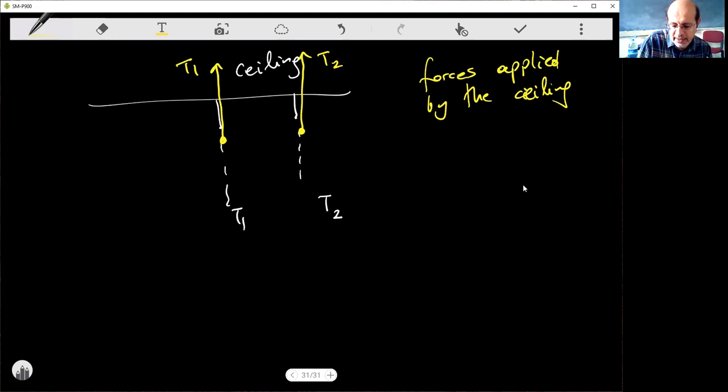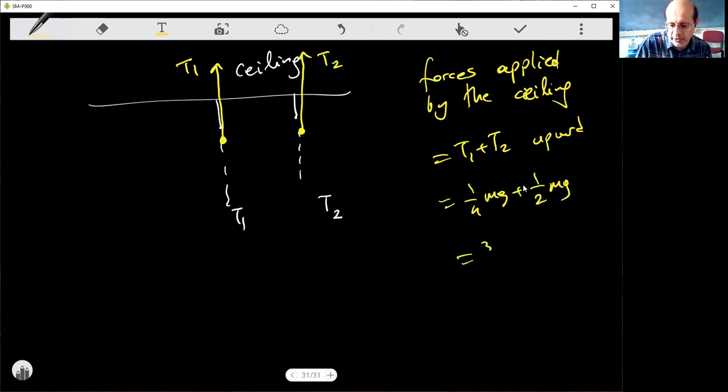That's basically the sum of these two forces. That's basically upward. So I know that the first one is 1/4 mg and the second one is 1/2 mg. So therefore, this is equal to 3/4 mg.